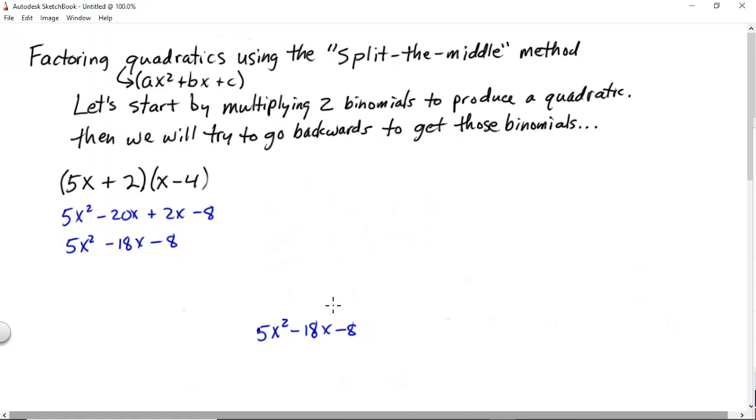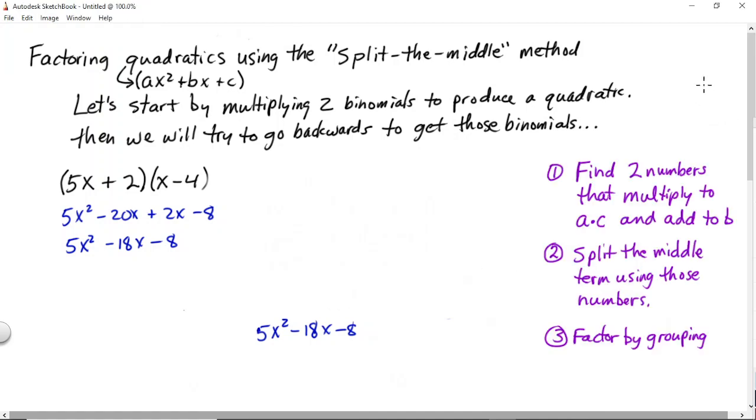Okay, and the method we'll use is here in purple over here at the right. This is the split the middle method. We first find two numbers that multiply to a times c and add to b. Now that's different. In the past we just found numbers that multiply to c, right? So this is a different method. Numbers that multiply to a times c and add to b. And they have to add to b because of step 2.